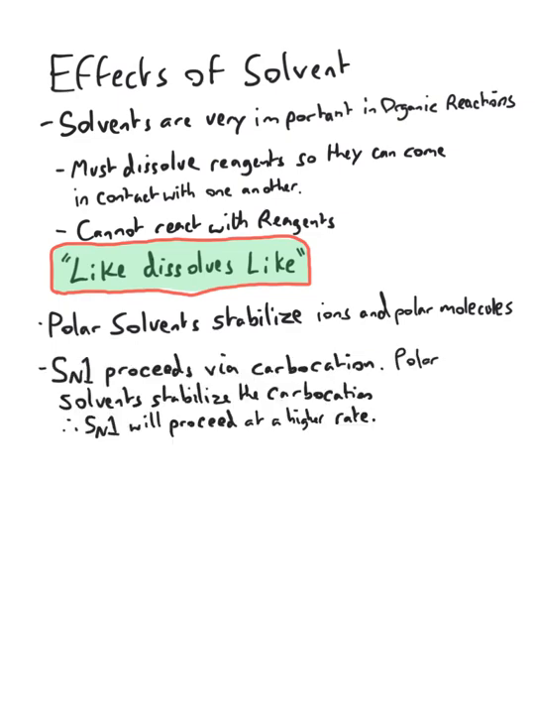SN1 proceeds via a carbocation. Therefore, polar solvents will stabilize said carbocation, and therefore SN1 reactions will proceed much faster in polar solvents.